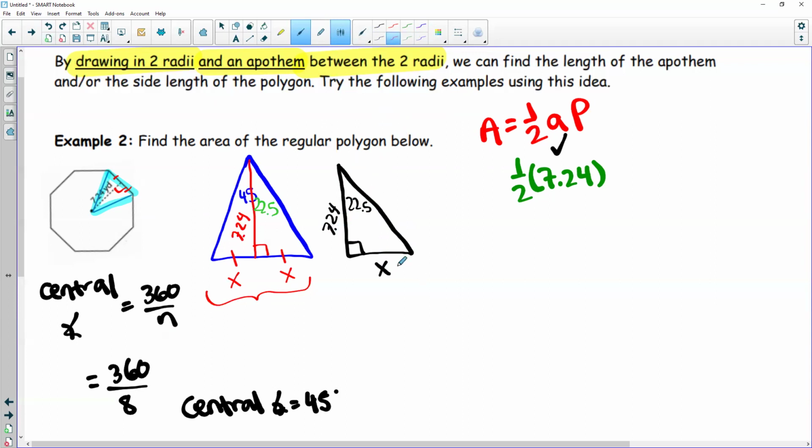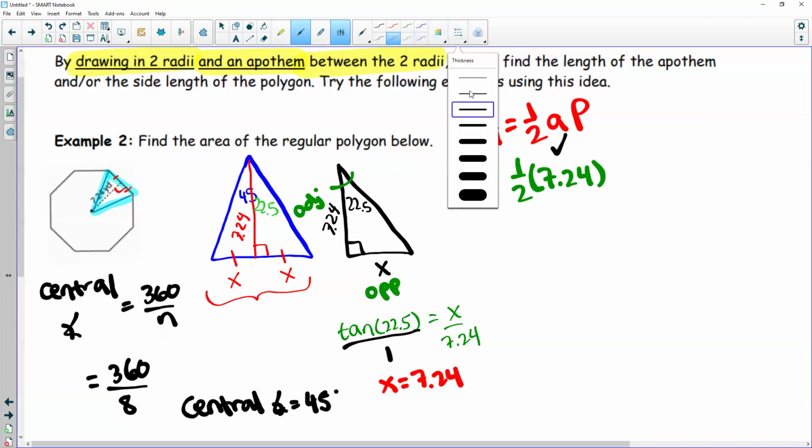The only way that we can solve for x here is, well, I can't do the Pythagorean theorem, and I can't do special right triangles. My only option here is to use trigonometry. So this is my angle of perspective, this is my opposite, and this is my adjacent. So what we're working with here is tangent. Tangent of the angle 22.5 is equal to opposite over adjacent, which is x over 7.24. We're going to solve for x: put this over 1 and cross multiply. That gives us x is equal to 7.24 times tangent of 22.5.